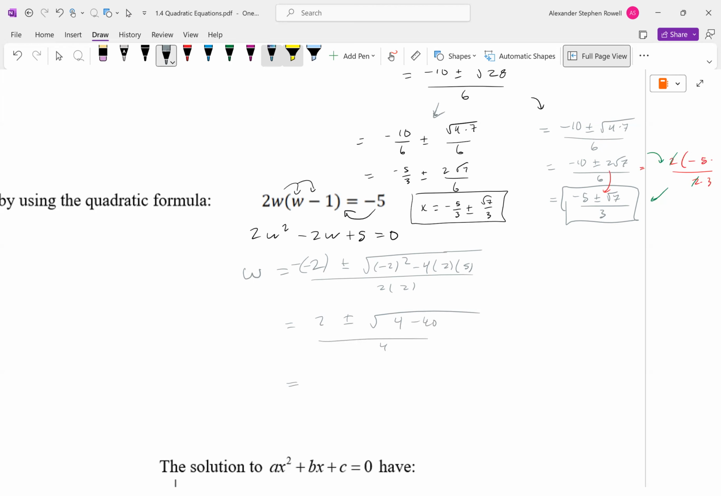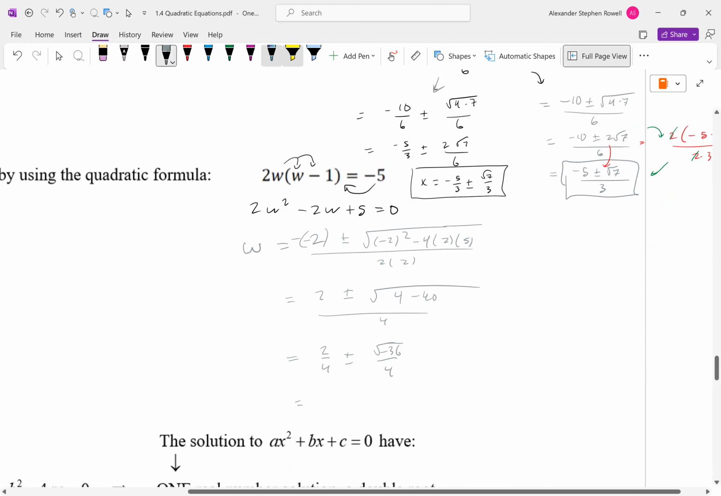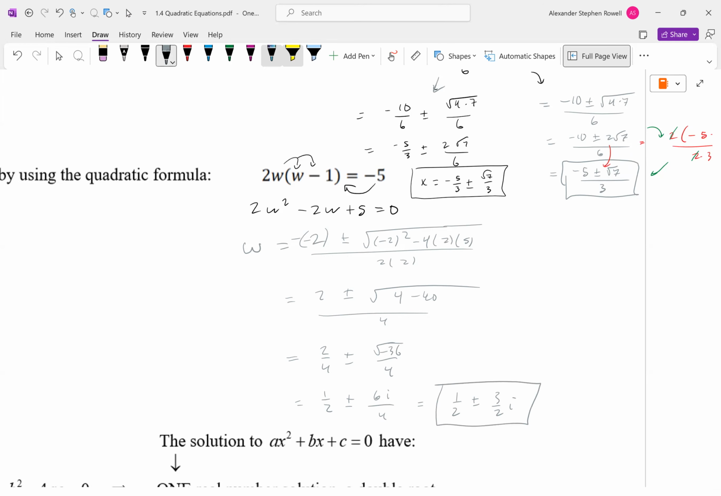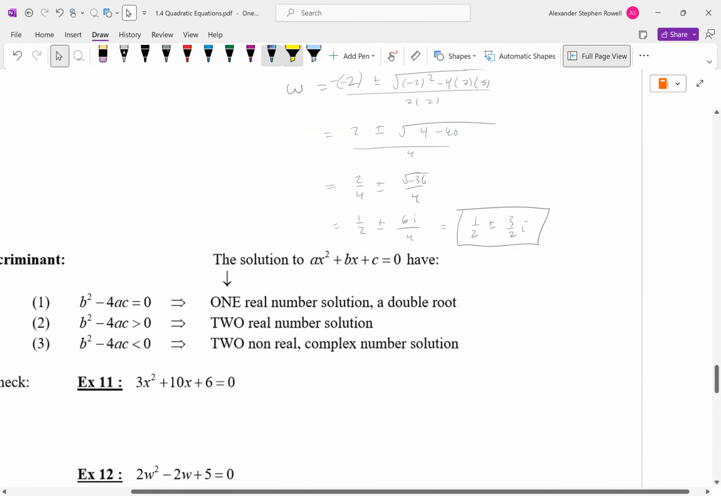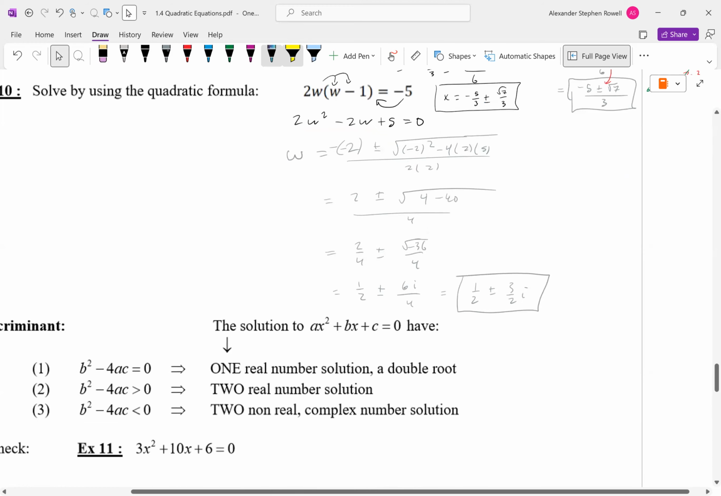Do you want to split up the denominator? Well, do whatever you're comfortable with. I'll write it as 2 over 4 plus or minus square root of negative 36 over 4, which reduces to 1/2 plus or minus, what's square root of negative 36? 6i over 4, which is 1/2 plus or minus 3/2 i. Okay, any questions about this?